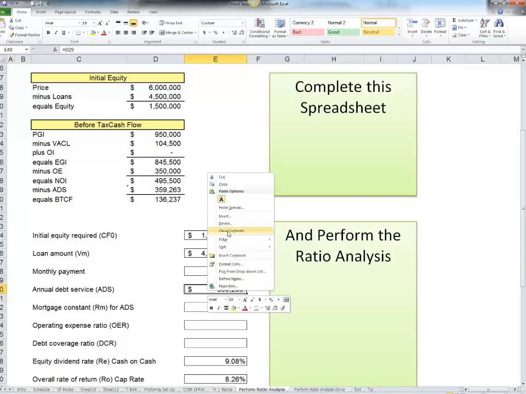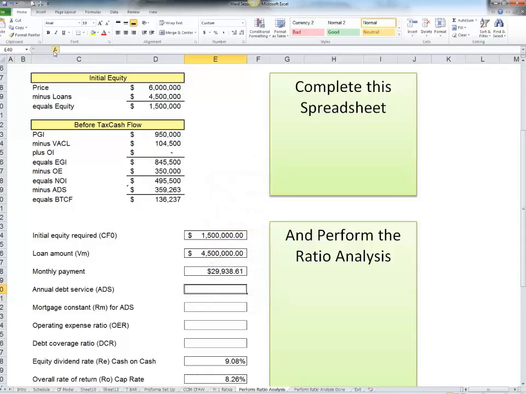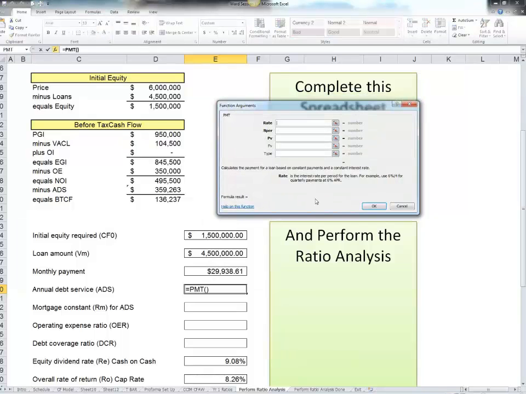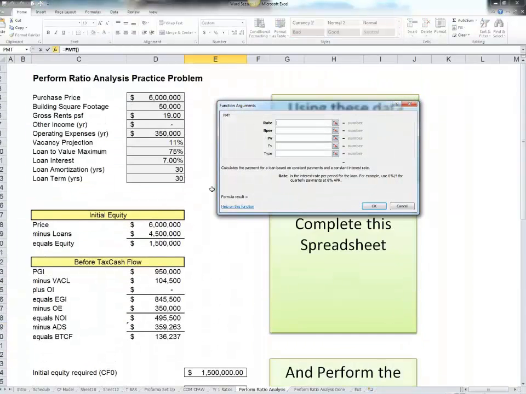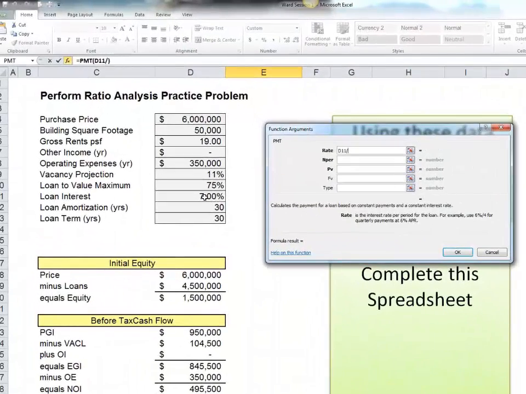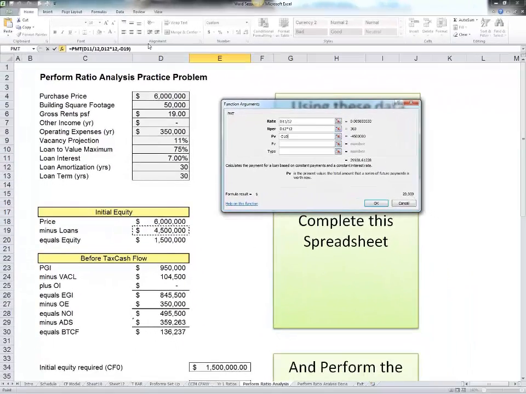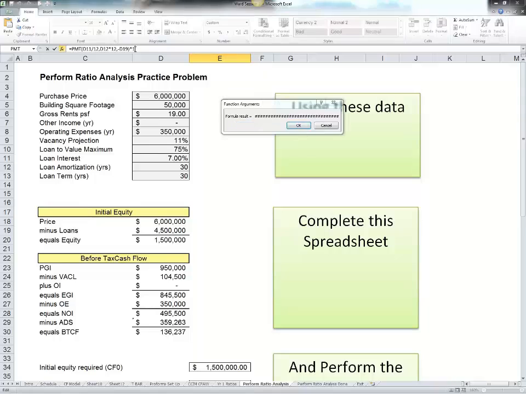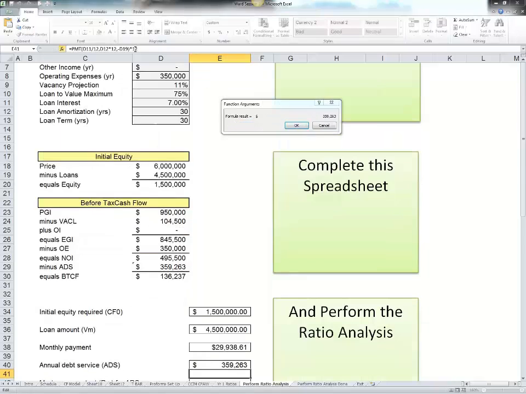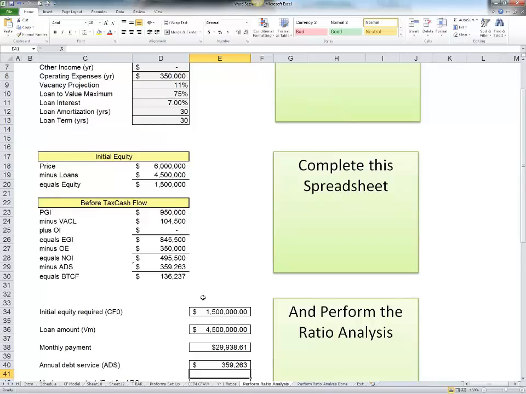And let's calculate it. That's going to be a payment function again. And what are we going to use for that? Well, here's our 7% interest rate divided by 12 months in a year. Number of periods is our 30 years times 12 months in a year. Present value is our loan amount of $4.5 million. And of course, we solve back for the monthly debt service. But we can go outside of the function arguments and into the formula bar and edit it and just say times 12. Now we're going to get that same number, $359,263, right? Same.